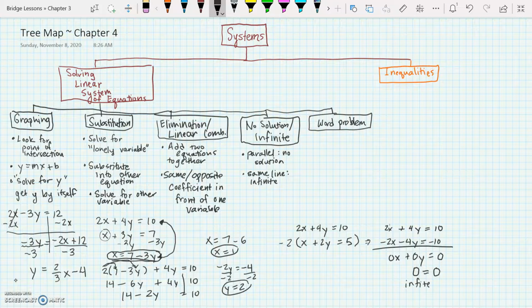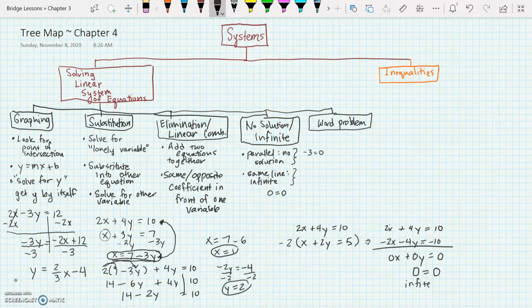So the thing to keep in mind over here when you have infinite or no solutions is that you have a true equation with no variables, like 0 equals 0. That means that you have the exact same line. For a parallel situation, you have no variables, but you have a false equation, like you might have -3 equals 0. If you get to that point, then you have no solution. If you get to the point where you get a true statement but no variables, then you have infinitely many solutions.